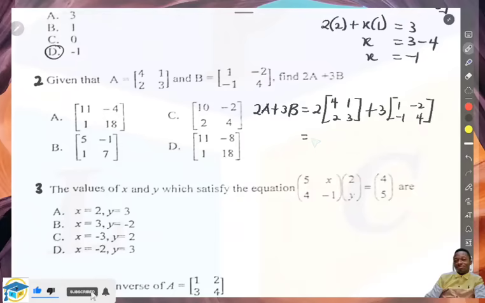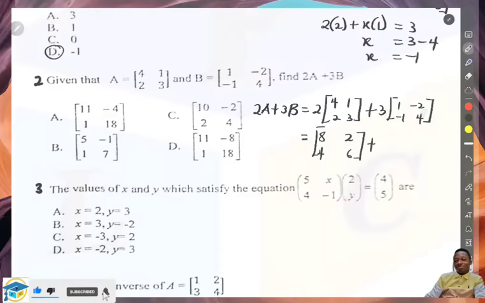So what are we getting? Here, each scalar will multiply each element in the matrix, all right? So 2 multiplying 4, we are getting 8. 2 multiplying 1, we are getting 2. 2 multiplying 2, we are getting 4. And then 2 multiplying 3, we are getting 6. So that's going to be the result of the scalar multiplication of 2 by matrix A.